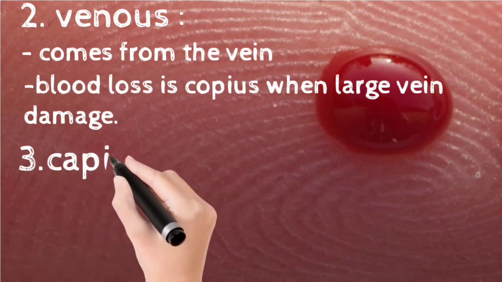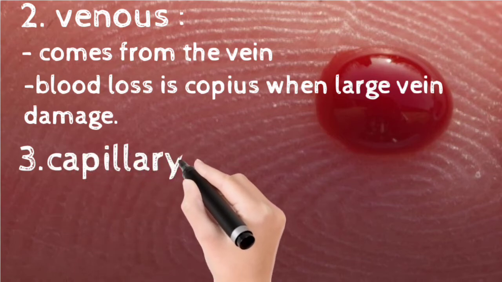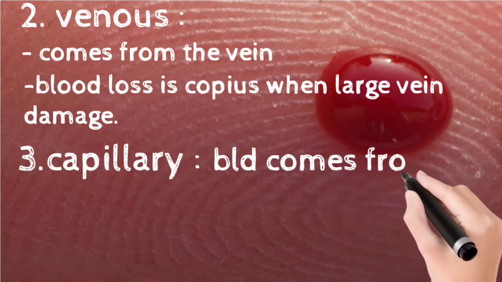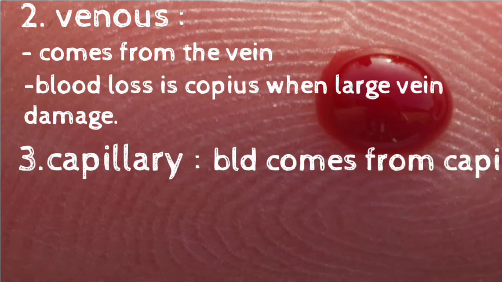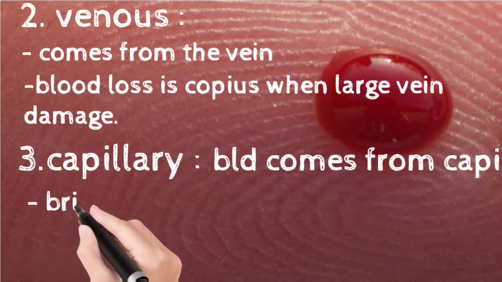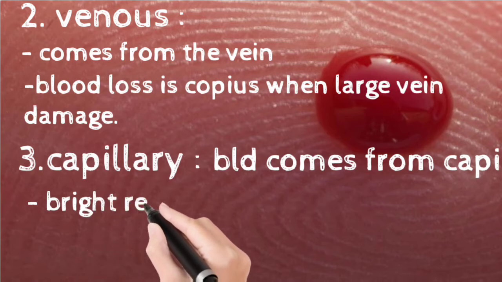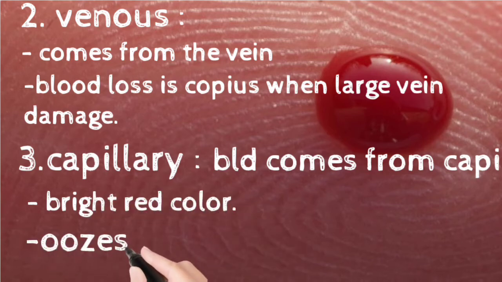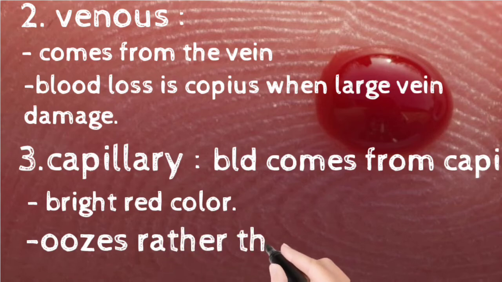Now the third one is the capillary. In this type of hemorrhage, the blood comes from the small capillaries and the blood is bright red in color. And the most important fact of this hemorrhage, in this the blood oozes out rather than flows.